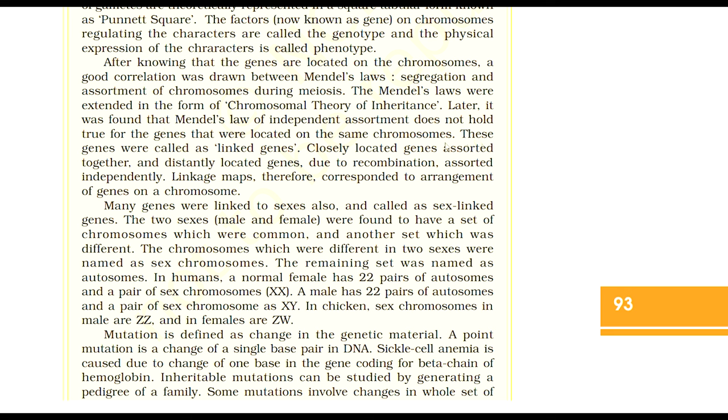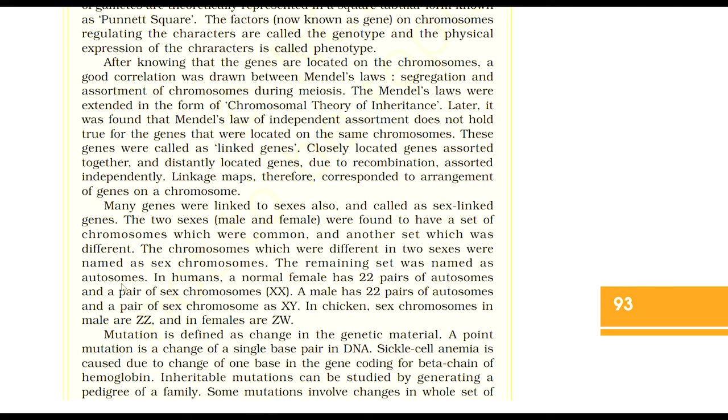Closely located genes assorted together and distantly located genes, due to recombination, assorted independently. Linkage maps therefore correspond to the arrangement of genes on a chromosome. Many genes were linked to sexes also and called sex-linked genes. The two sexes, male and female, were found to have a set of chromosomes which were common and another set which was different. The chromosomes which were different in the two sexes were named sex chromosomes. The remaining set was named autosomes.